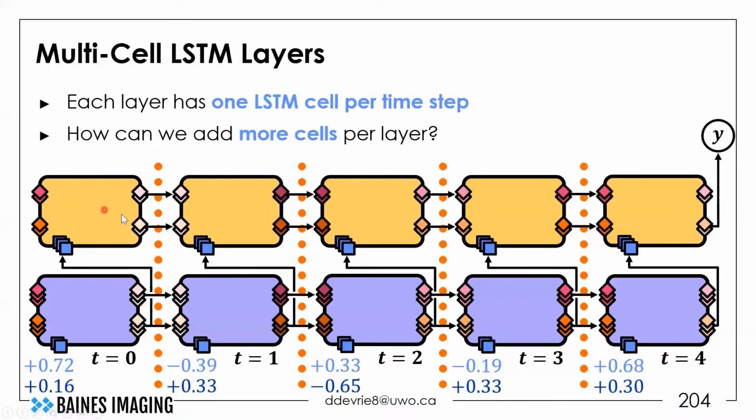But we can see that at each time step, if we look at these orange borders, at time step = 0, in layer 1, there's only a single cell. And in layer 0, there's only a single cell. So if we wanted to increase the complexity of our LSTM network, we could actually add multiple cells per layer. So let's again use our unfolded representation to break that down.